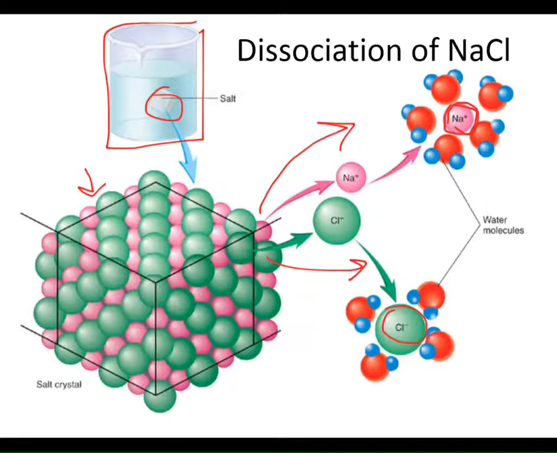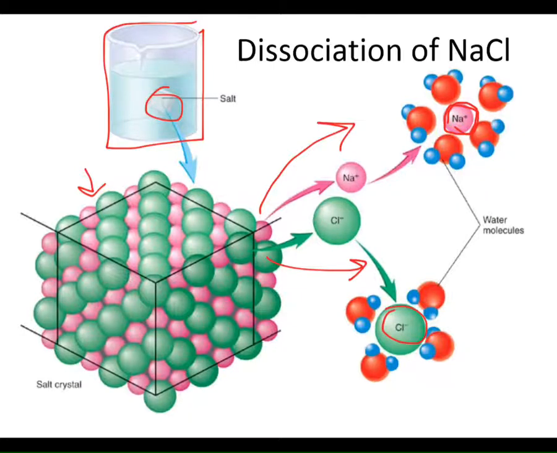But then what happens at some point? You add salt in, and now it is saturated. It will no longer dissolve. It will no longer dissociate. What do I do? If I want more salt to dissociate or dissolve, what can I do? Add more water. That's cheating.